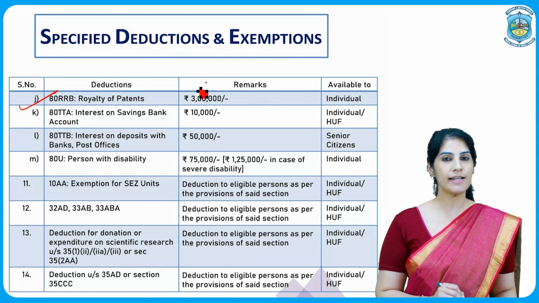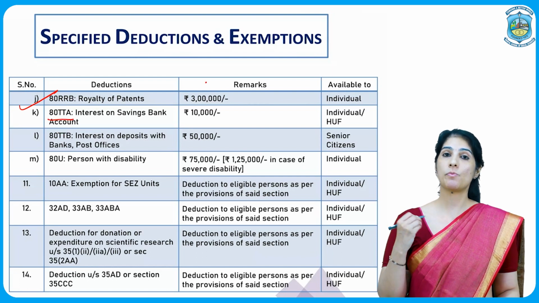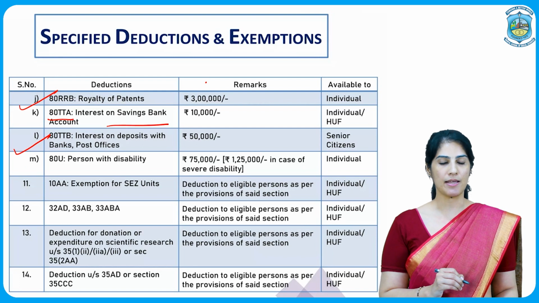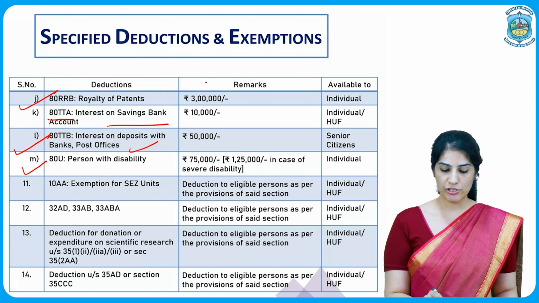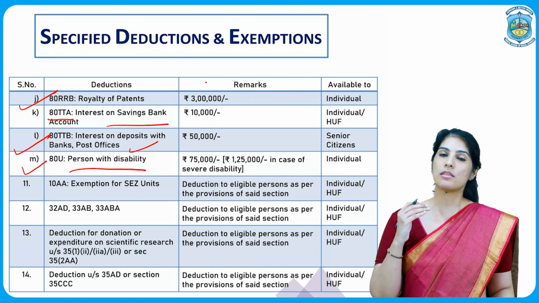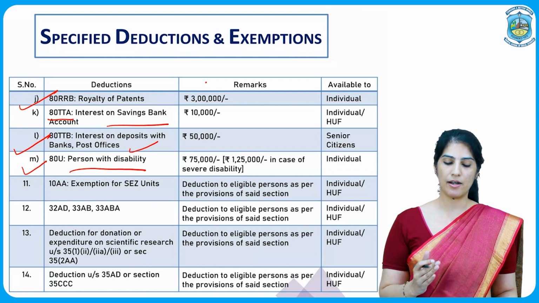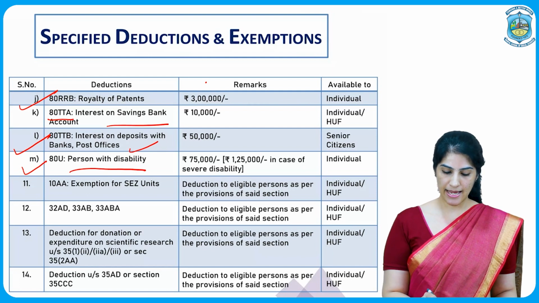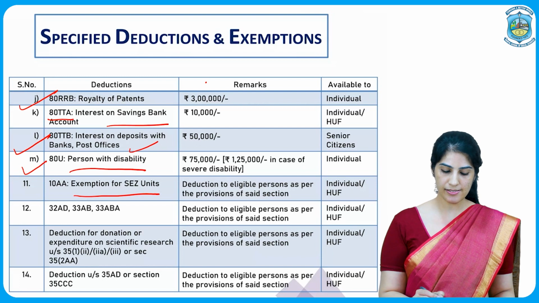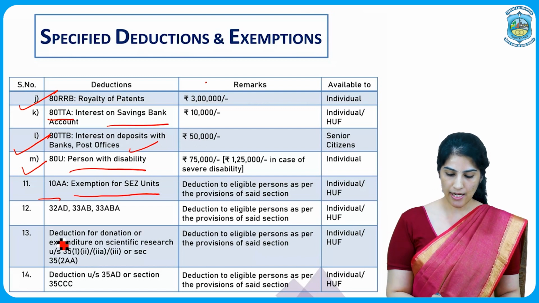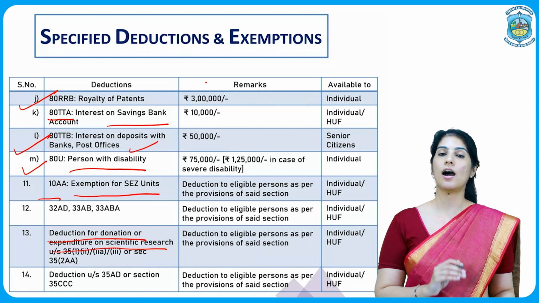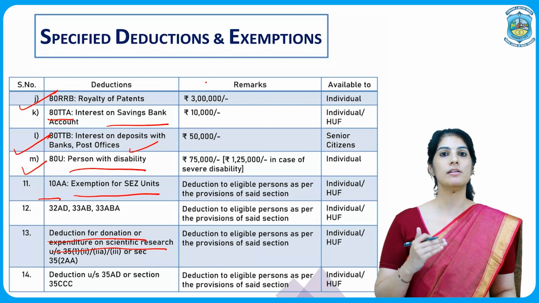80RRB, which is for patents. 80TTA, which is very commonly claimed as interest on savings bank accounts. 80TTB, this is for interest on post office. 80U, which is for persons with disability. These deductions are also not allowed under the new tax regime. Apart from that, all the other exemptions for special economic zones under section 10AA and all the other deductions for donation or expenditure on scientific research again are not allowed under this particular scheme.